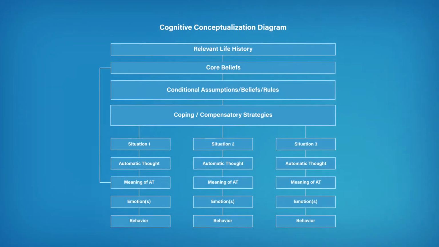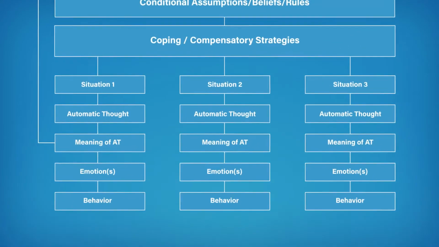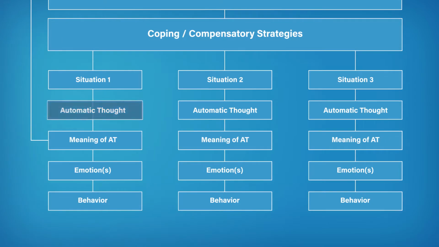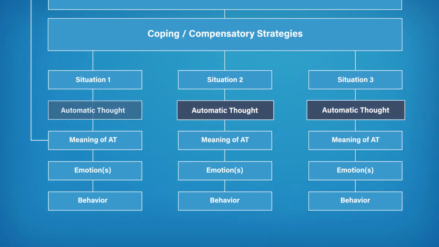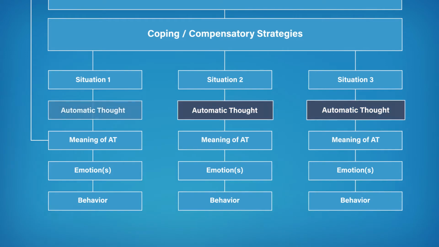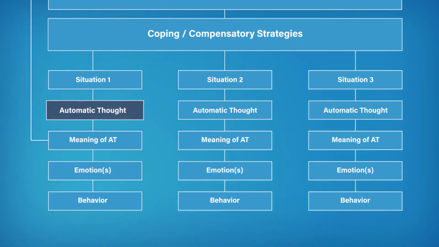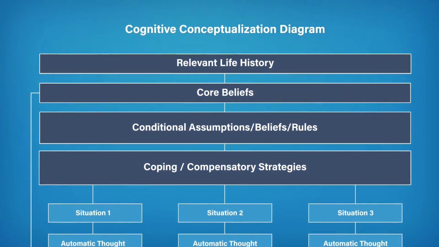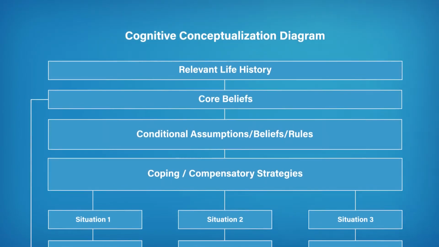You'll see that the bottom of the diagram shows the cognitive model in 3 situations. You will choose situations which illustrate typical automatic thoughts of the client. If there is more than one consistent theme in the automatic thoughts, make sure to include situations whose thoughts are associated with each theme.